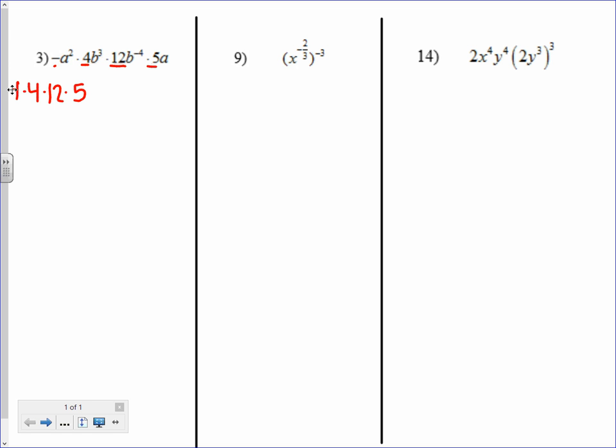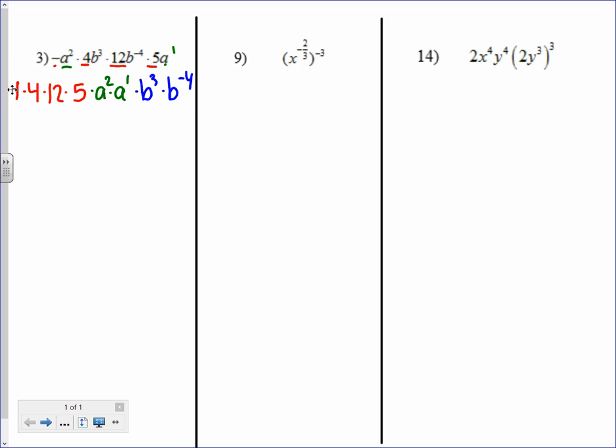So I have A's, so I have A squared times A, that A has an invisible 1 there. And then some b's. I have b to the third times b to the negative 4. Now that I've rearranged everything, I'm going to go ahead and multiply.